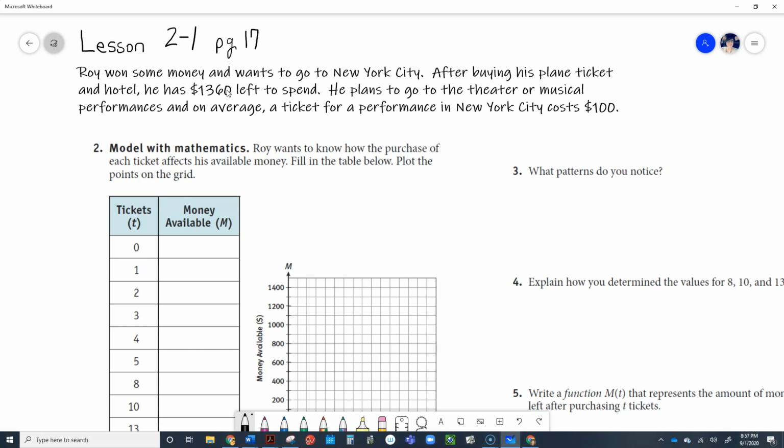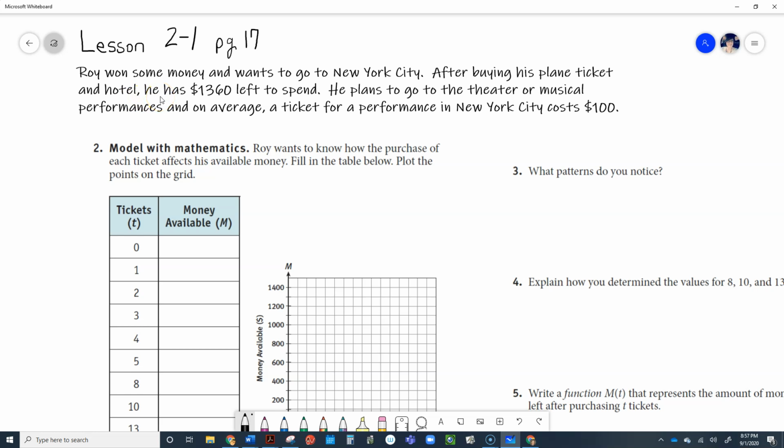So Springboard went into a little bit more depth, made you do some thinking, and I just narrowed it all down for you. So the story is that Roy, I have such a hard time saying that name because I want my R to sound like a W. So you're going to hear me really struggle. Roy won some money and wants to go to New York City. He's already bought his plane ticket with his winnings. He already paid for his hotel with his winnings.